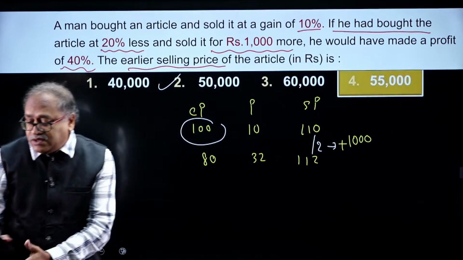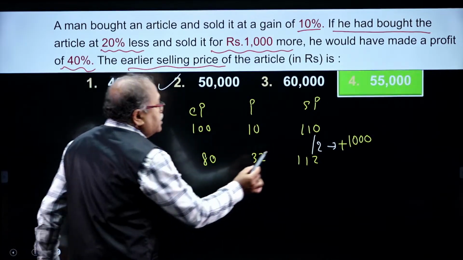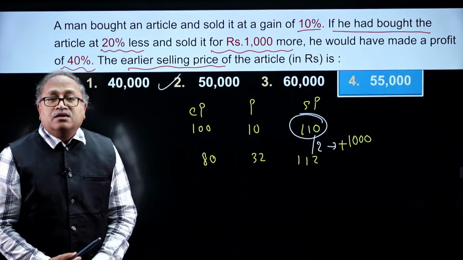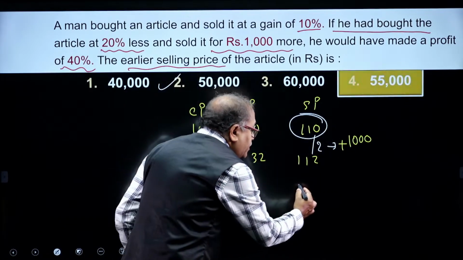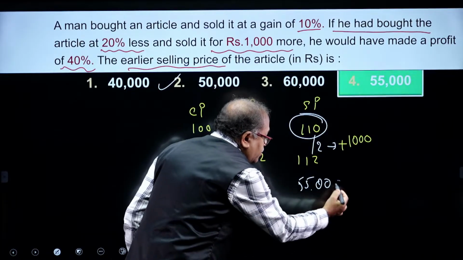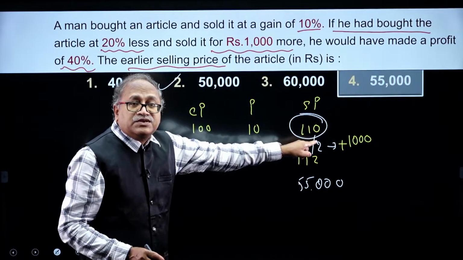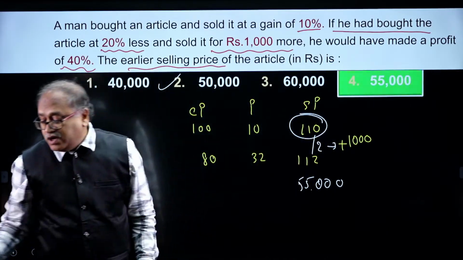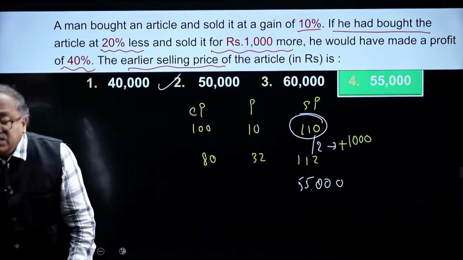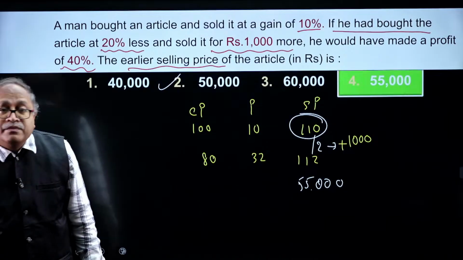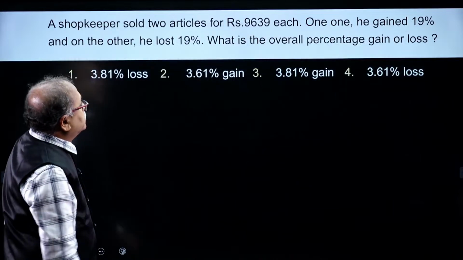The earlier selling price is not 100%, that is the cost price. The earlier selling price is 110. So, when 1 part is 500, then 110 parts will be 55,000. I am sorry, I just took the cost price, whereas the question is asking the earlier selling price, which is 110 parts or 110 units. Hope everyone understood it. Okay, sir. Thank you. So, this is the best way to answer this particular question. I am moving on to the next one.